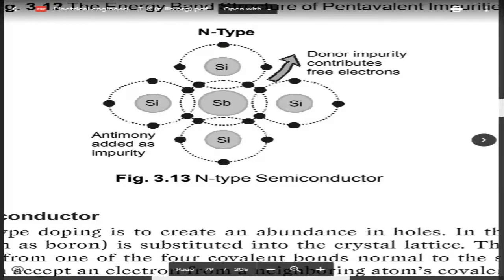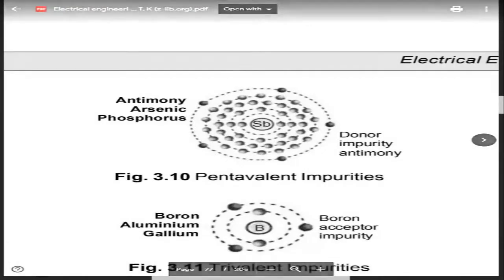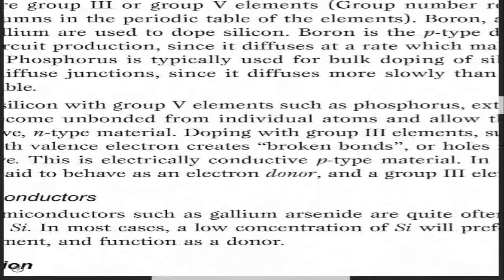Now donor impurity is contributing for the free electron. Now how it is possible? Because in the silicon you have 4 electrons in the outermost orbit, and Sb has another 5, 1, 2, 3, 4, total 5. Okay, we have seen earlier, right? यहाँ पे हमने देखा था. We have 5 electrons which you have drawn also.